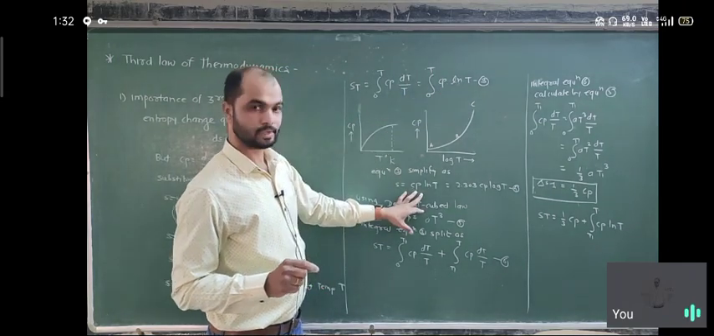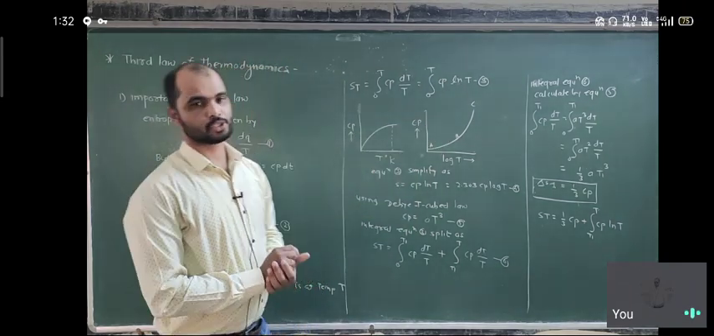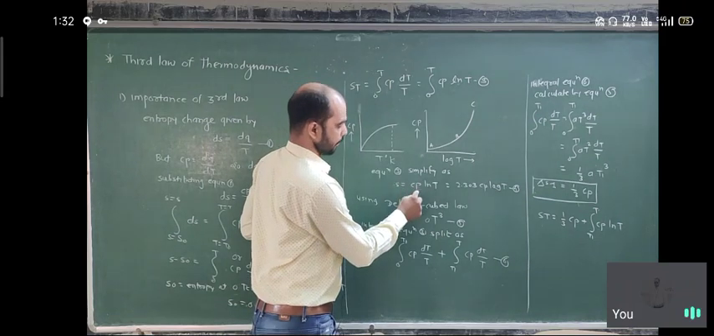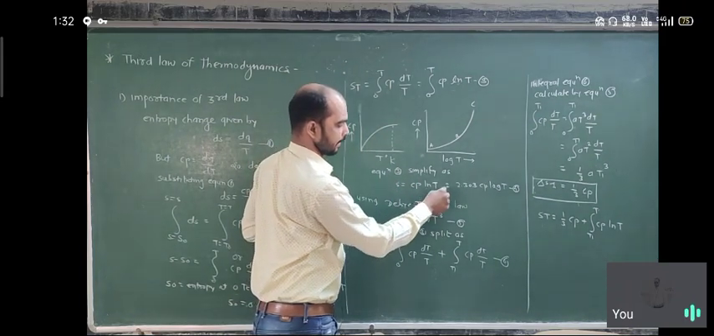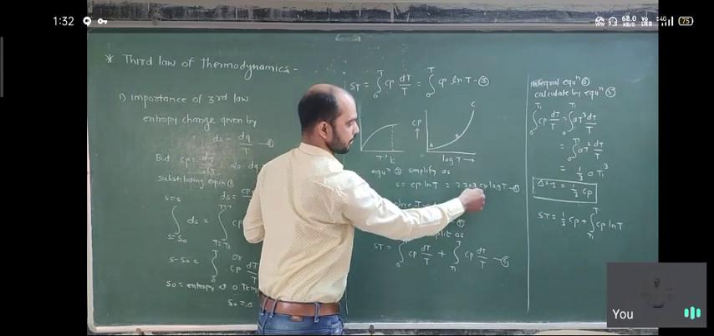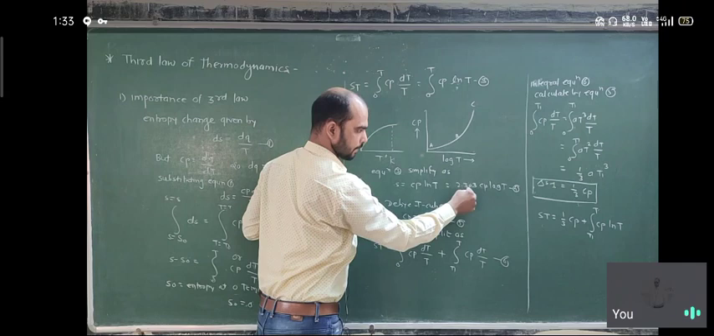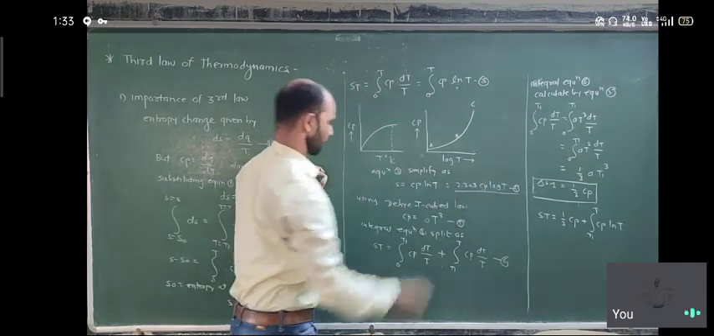Then we simplify equation third, as ln T is equal to 2.303 log T. So S is equal to Cp ln T, which is 2.303 Cp log T. This is equation 4.